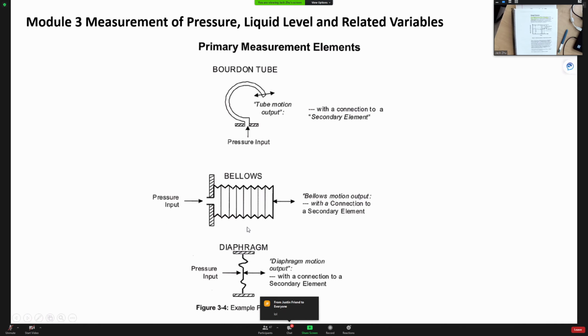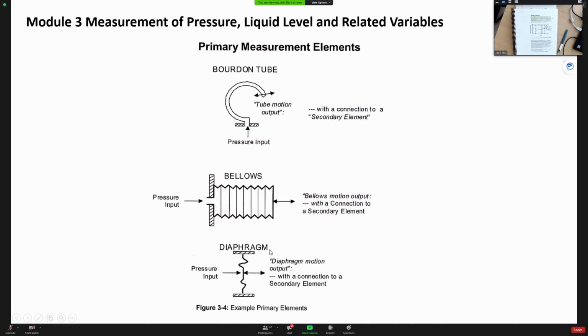Bellows are usually used just for pretty low pressure measurement. If you have some kind of pressure in here, this is a corrugated side. They will extend this bellow farther away if the pressure is high. If the pressure is low, because those corrugated frames kind of have a spring action in there, they will try to go back to the left side. When the pressure is high, they will extend to the right side.